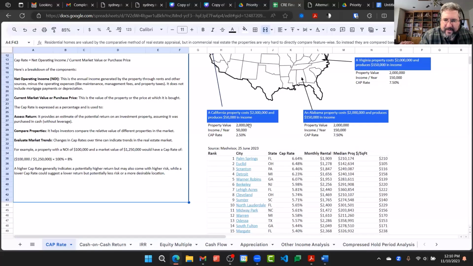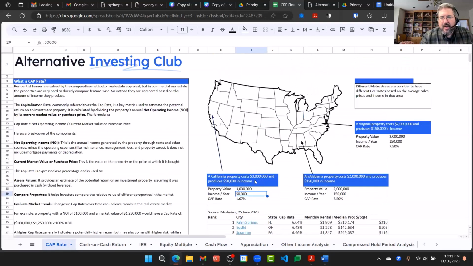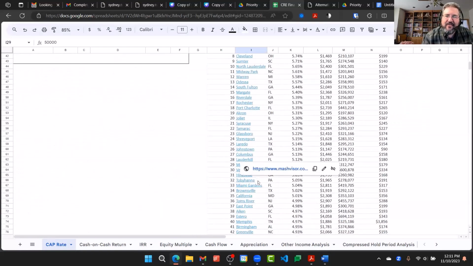So here, for instance, if you want to play around with the cap rates, as soon as I give you the link to this, you can say, hey, what if I have a $1 million property and it's making $50,000 a year? Well, then the cap rate is 5%. Or if I have a 3 million, then it's a 1.67%. So cap rates are important because different cities tend to have different known cap rates based on the income the properties produce there.